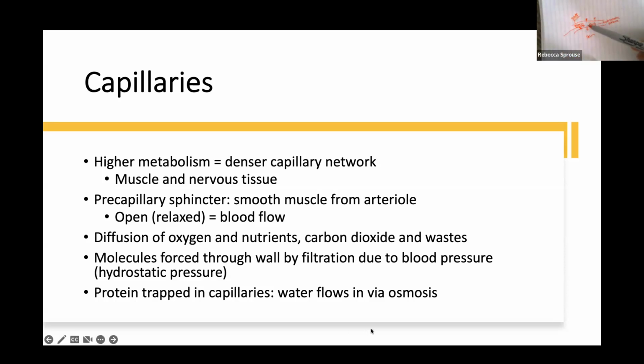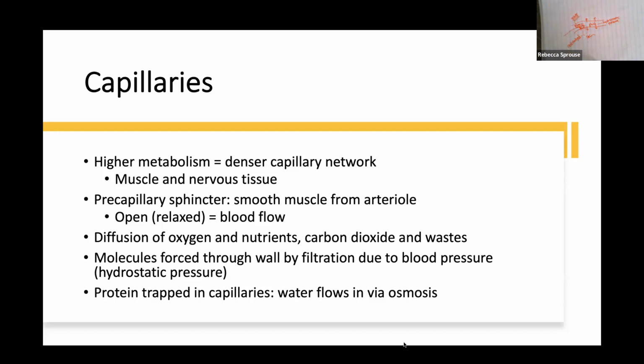So as more fluid goes out, protein's hanging out here. So that's a high solute concentration. As you get more fluid out, more water out, you still have this protein hanging out here. So some water is going to want to go back in to help balance out that solute concentration, right? So some of this fluid is going to be reabsorbed.